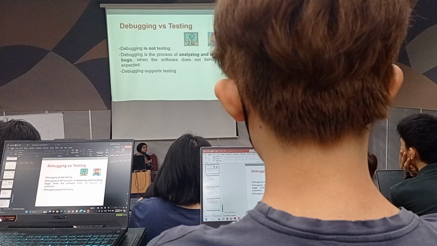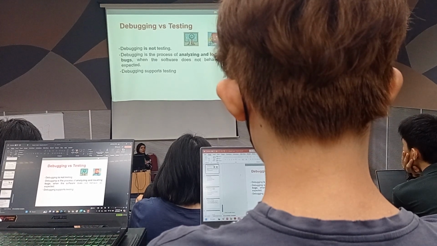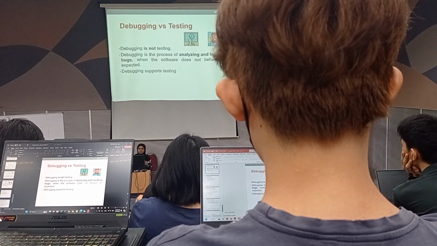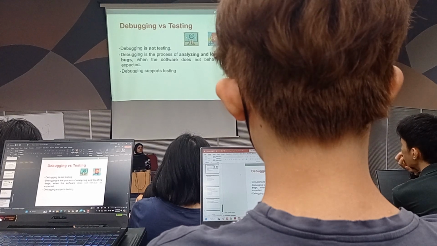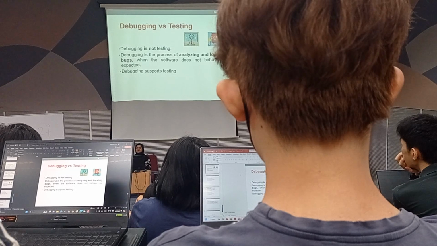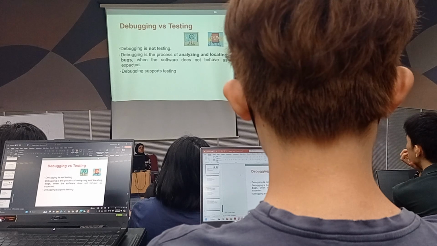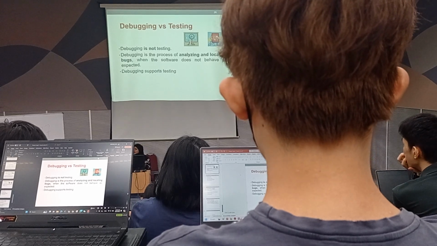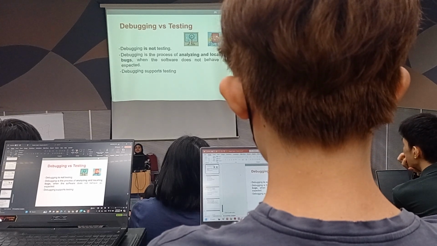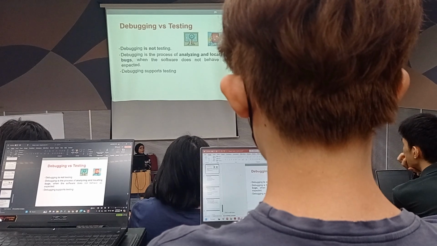Okay, so from what we discussed last week, there are 3 different groups of people who can conduct testing, correct? Who are the 3? Who conducts software testing? Who are the 3 people or 3 roles? User, end user, software tester, programmer, software developer. They are part of the testing.